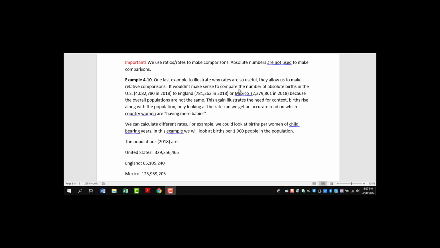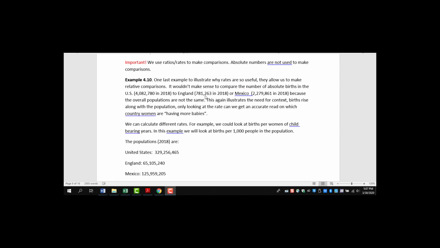It wouldn't make sense to compare the number of absolute births, that's the number of actual births in the United States, which was over 4 million in 2008, to England, which was under 1,781,000 in 2008, or Mexico, which was 2,279,000, because the overall populations are not the same. This again illustrates the need for context. Births rise along with the population. Only by looking at the rate can we get an accurate read on which country women are having more babies.